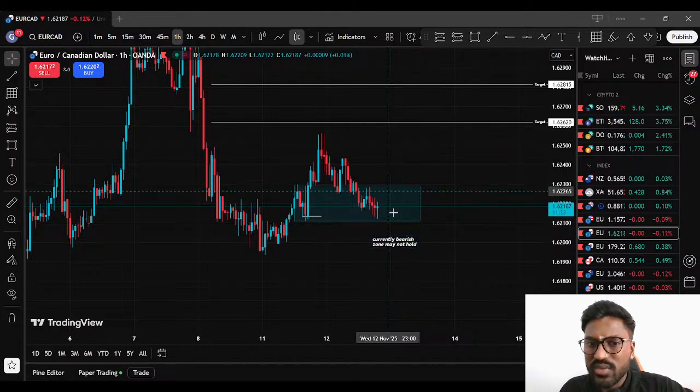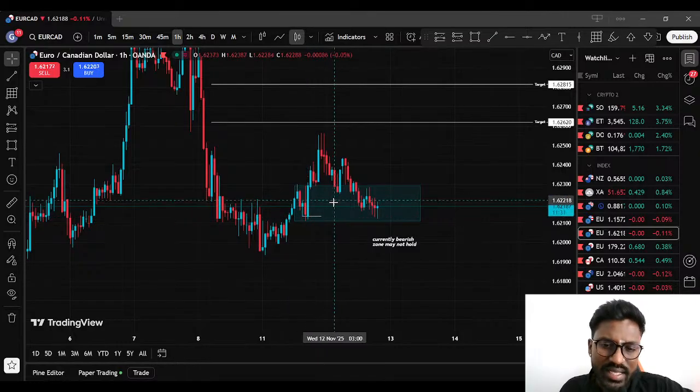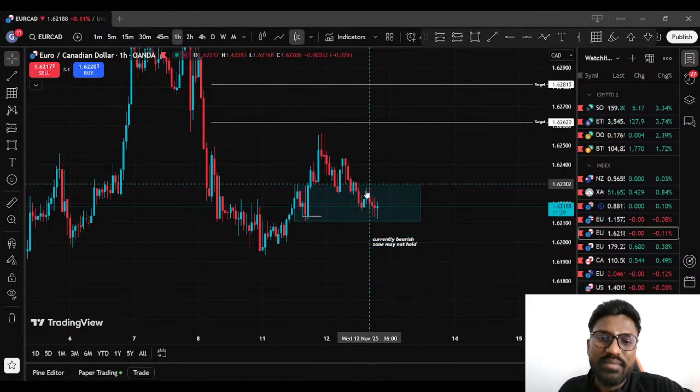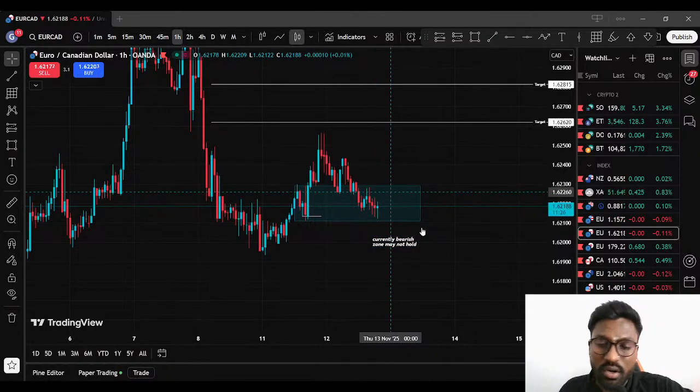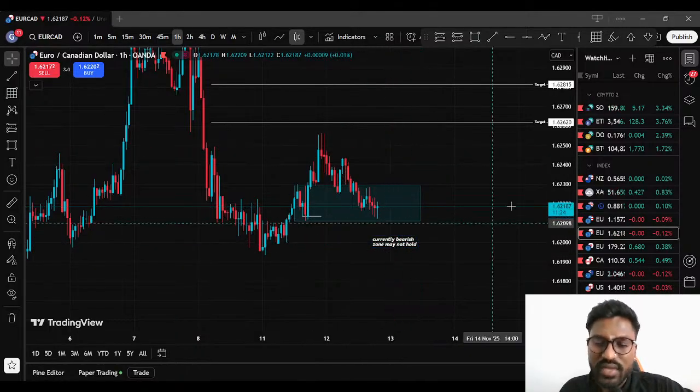Initially I was focusing on buys with this one. That can still happen, but it depends on how the candle closes later on. Maybe at 10 o'clock I can check also. But as of now, bears are present.